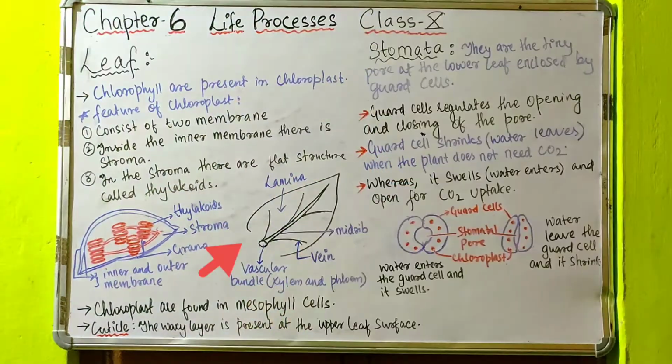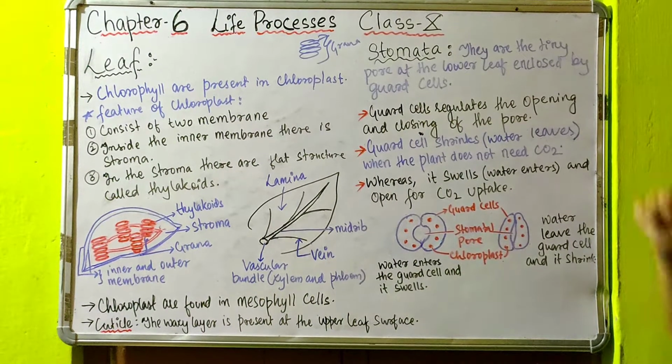In the diagram showing the leaf, the middle line is known as the midrib. There are veins arising from the midrib, and the portion of the leaf between two veins is known as lamina. And in the cross section of the midrib we can see the vascular bundle, that is xylem and phloem.